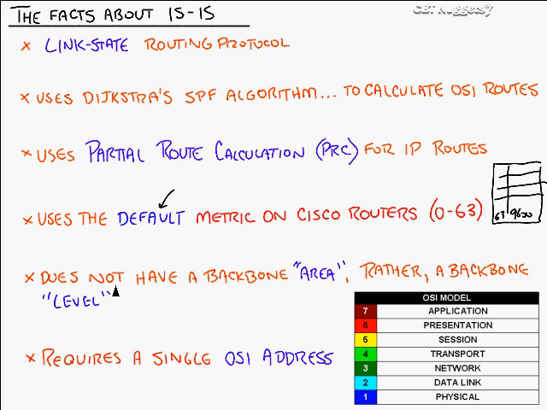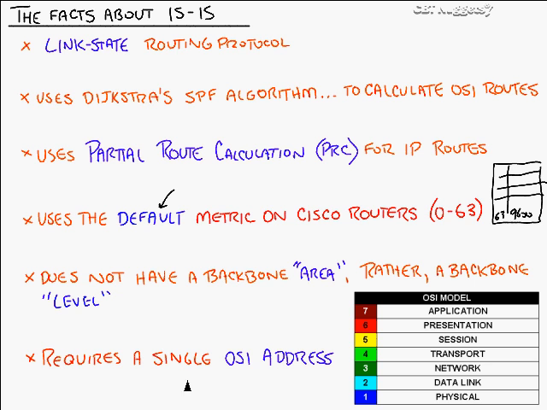Now, ISIS, this is the cool part, does not have a backbone area. Remember in OSPF, we had the area 0, all areas must connect there? That kind of limited our flexibility with how we can scale our network, and everything has to be connected to that one major area. Instead, in ISIS, the backbone is a level. And for now, I'm going to leave it at that because I have a whole other slide to explain how that level works. But just remember, we don't have this backbone area where everything has to connect to.